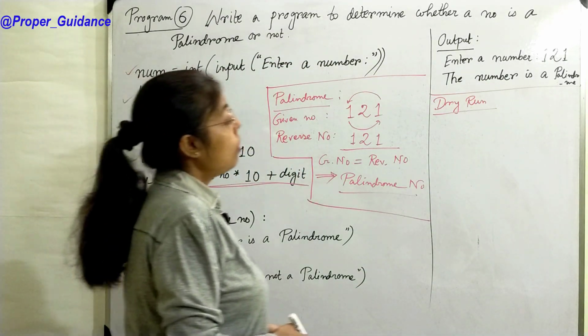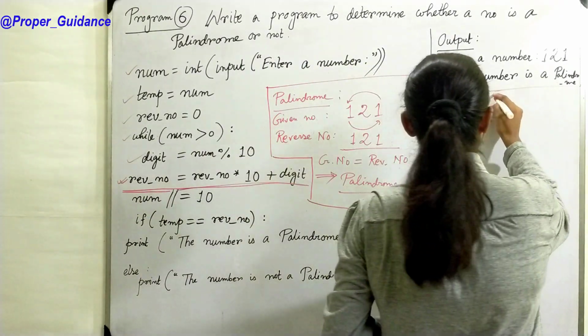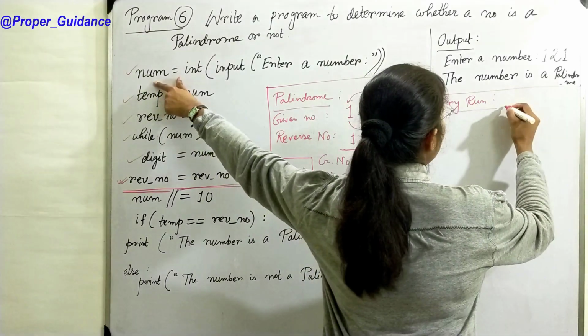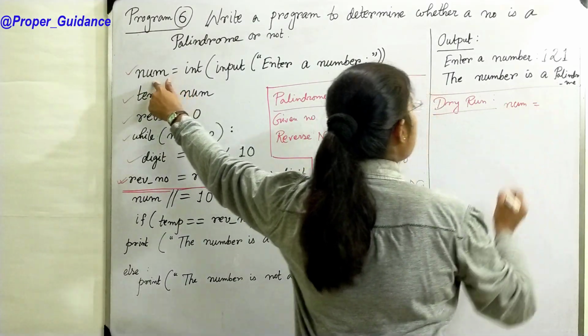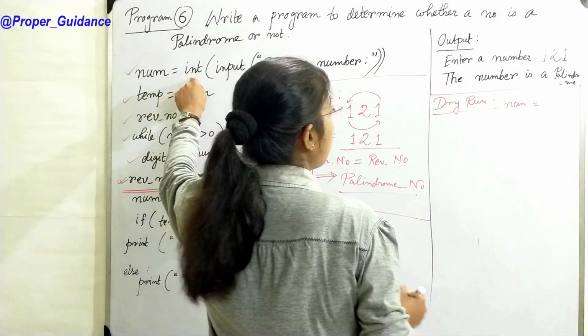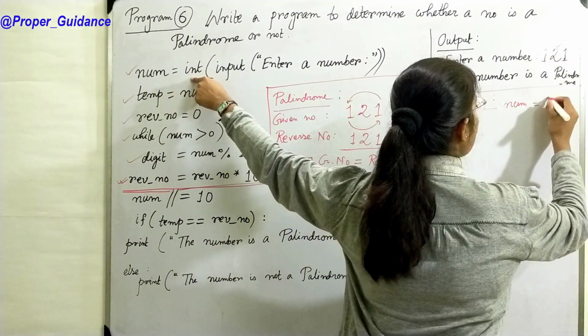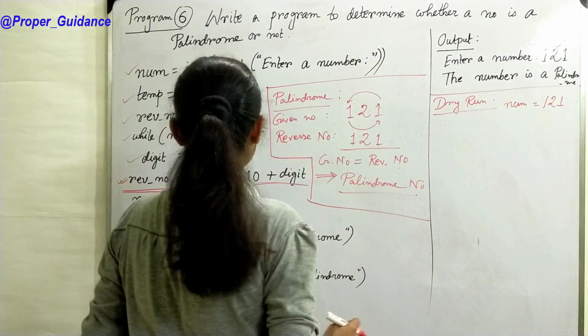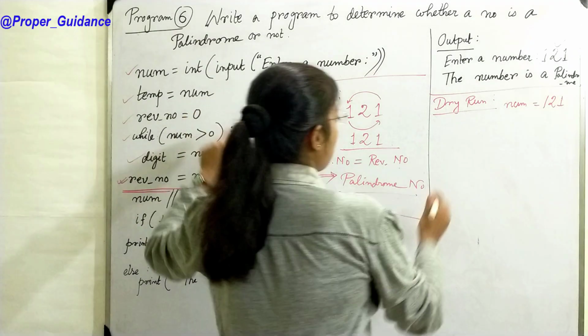Okay, so let's start. Dry run section means what actually happens. See, now the first part: num equals, what is num? Enter a number, and this is an integer. What is the integer here? 121. So 121 is taken here. Now temp equals num.